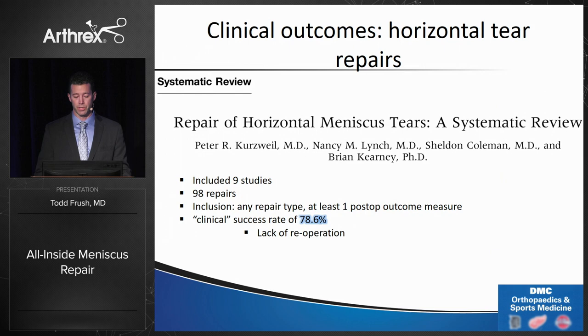Well, how about repair of horizontal cleavage tears? Outcomes appear to be fairly good based on Kurzweil's systematic review, where they found 78.6% clinical success on the 9 studies that they included.